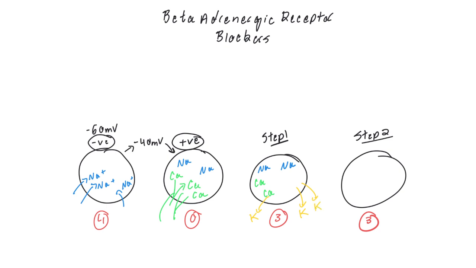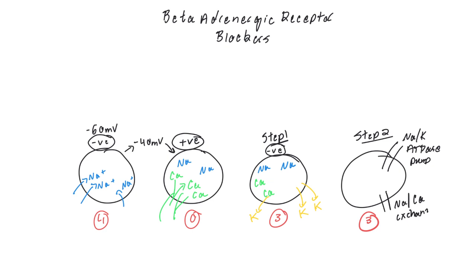And so many positive charges leave the cell that the inside of the cell becomes negative again. So it repolarizes in phase 3. Also, what happens in phase 3 to fully get us back to minus 60, the resting potential, is that the sodium potassium ATPase pumps start working, and so do these sodium calcium exchangers.